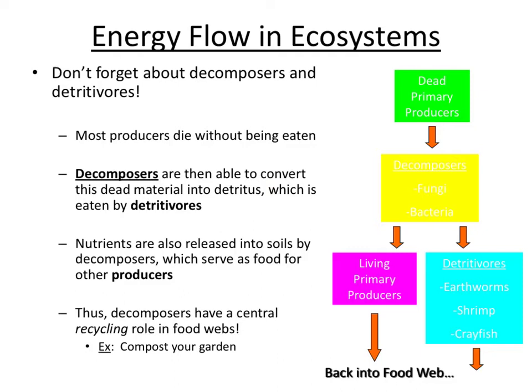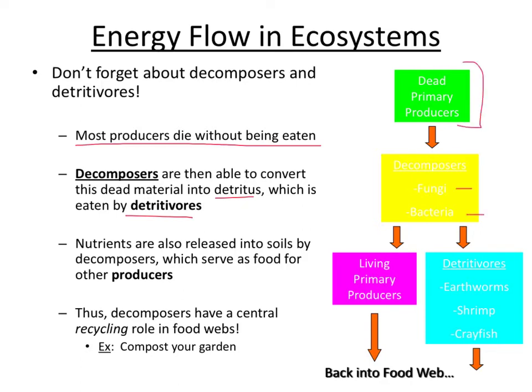The fact of the matter is that in nature, this is so true. Most producers die without ever being eaten. Right? Most plants around us are going to die and not be eaten by something. So we need decomposers. Decomposers will turn that dead material into detritus, which gets eaten by detritivores, and brings that energy back into our web or our chain. So if we start here, we've got our dead primary producers.